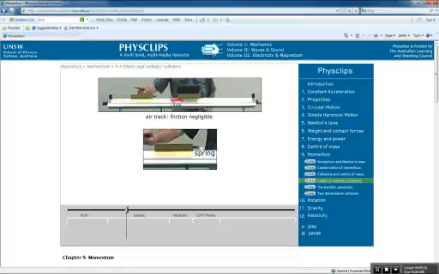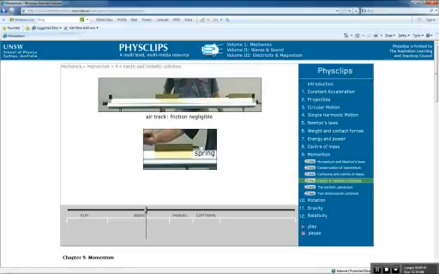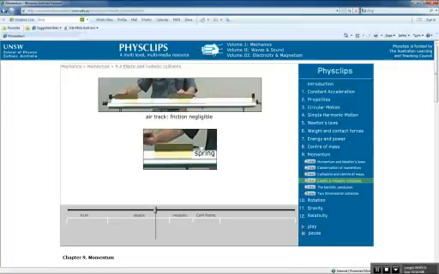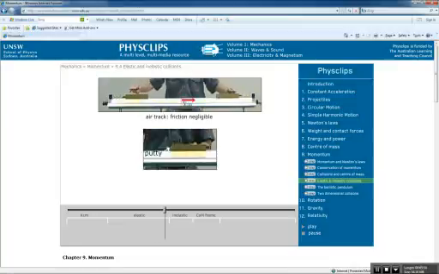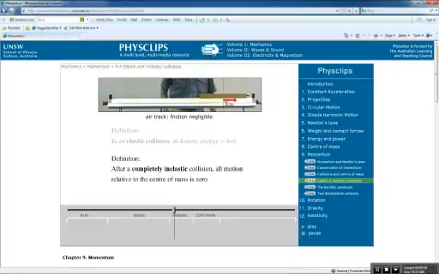What happens in these elastic collisions is that the kinetic energy of motion relative to the centre of mass is briefly converted into potential energy of the springs, then back into kinetic energy. We replace the spring with putty, and all of the kinetic energy relative to the centre of mass is lost. After a completely inelastic collision, all motion relative to the centre of mass is zero.